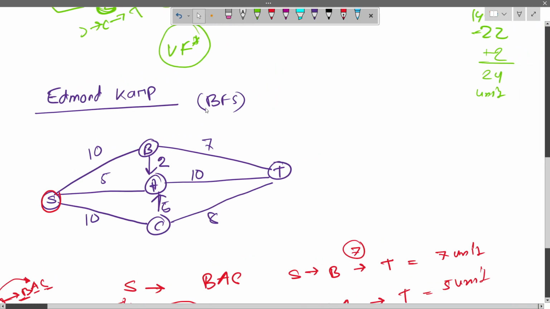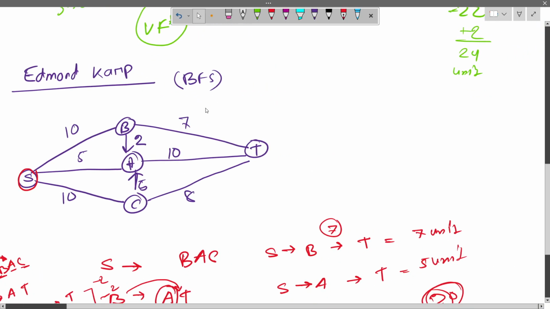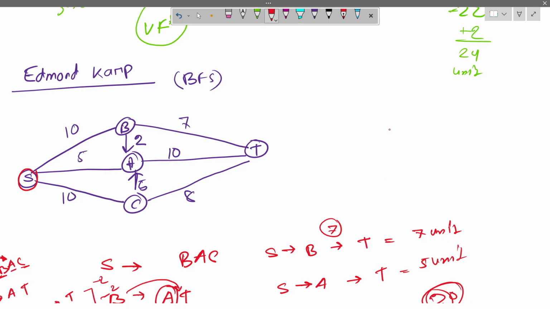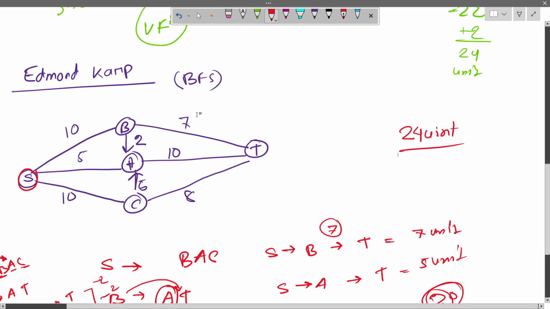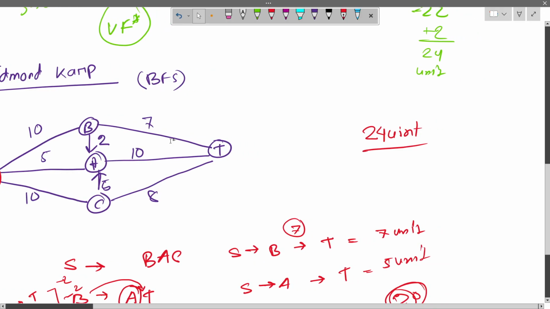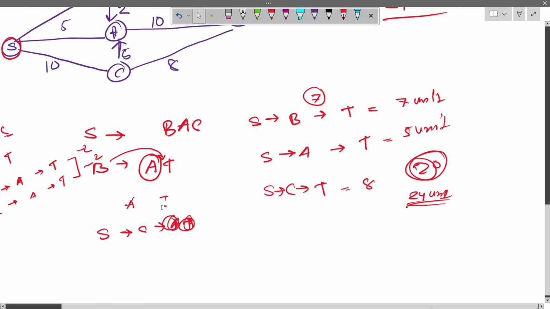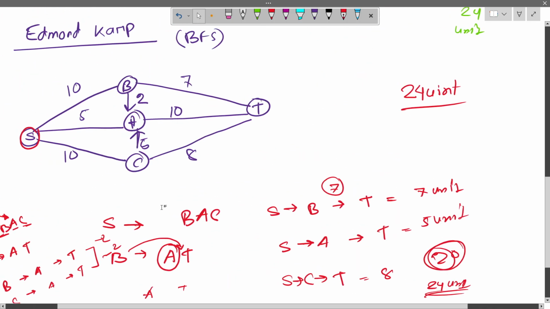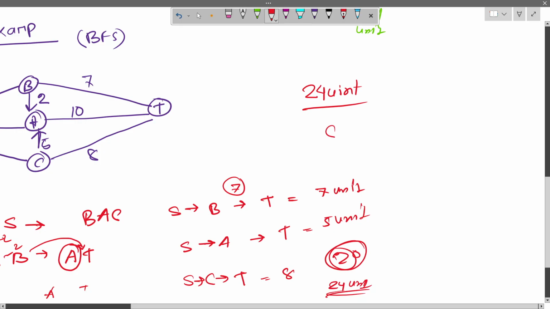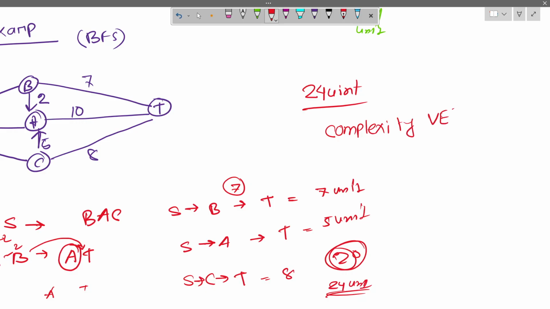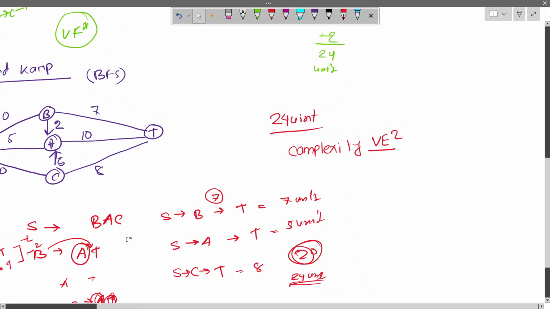Here the BFS was applied in the Edmonds-Karp algorithm, and we have got the same MaxFlow using BFS. And here, due to using the BFS, we can see that the complexity remains vertices and edges squared, depending on the edges.